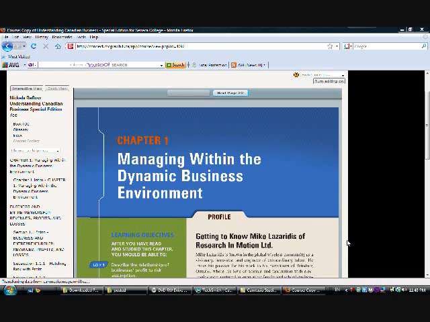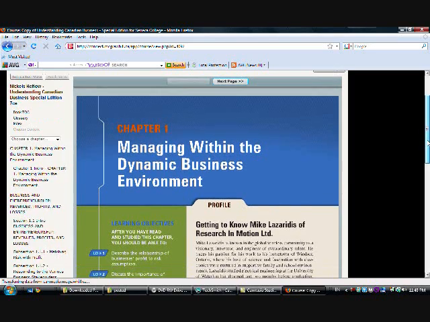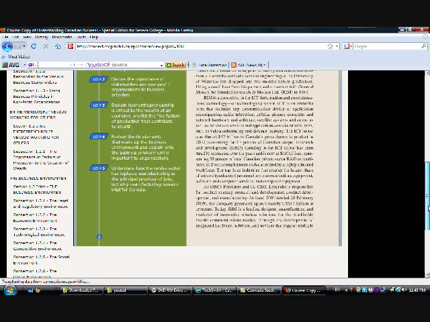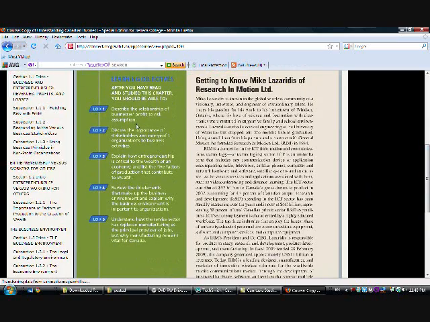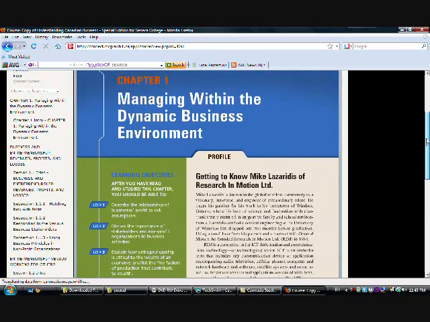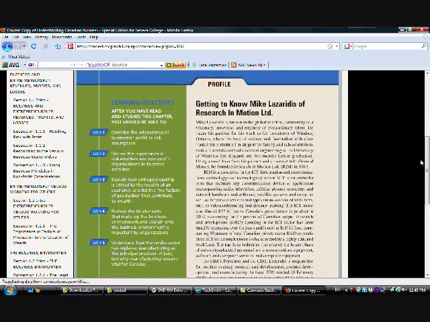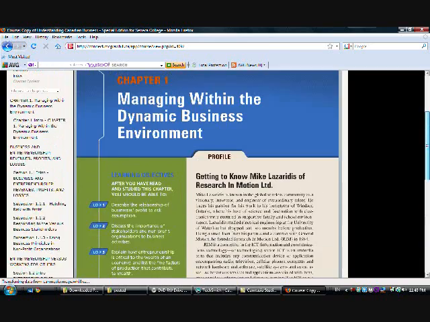So this is what you'll see at the beginning of the page here. This is the actual visual representation of how the pages look in the textbook. You can see that there are 5 learning objectives here on the left hand side, and each chapter starts off with a little bit of a case study. This particular one is Mike Lazaridis of Research in Motion.